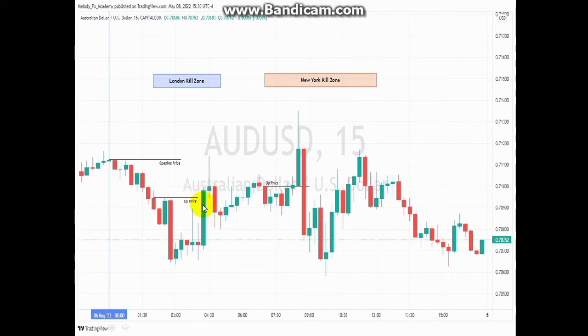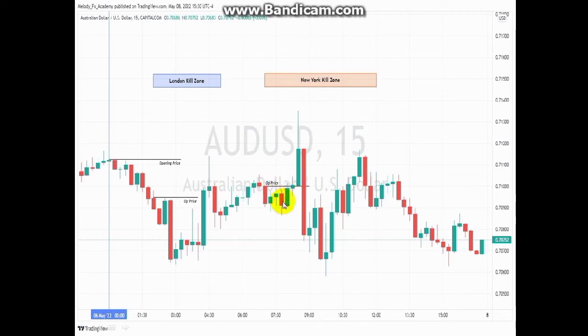Okay, so during the NFP Friday, this is the Friday's price action, as you can see. This is my New York midnight 12 a.m. This is my London Q zone opening right here. This is the opening price, right? This is my New York Q zone, and this is the opening price right here.